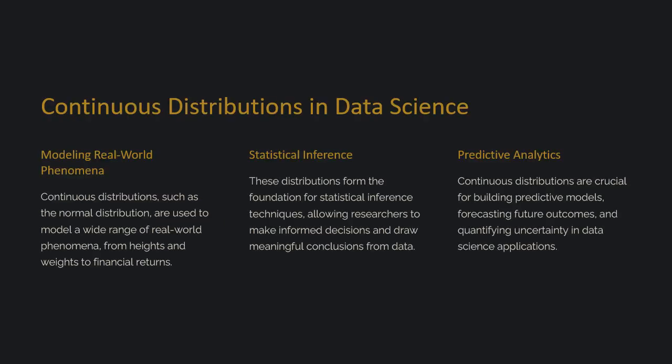Now let us see continuous distributions in data science. Modeling real-world phenomena. Continuous distributions, such as the normal distribution, are used to model a wide range of real-world phenomena, from heights and weights to financial returns. Statistical inference. These distributions form the foundation for statistical inference techniques, allowing researchers to make informed decisions and draw meaningful conclusions from data. Predictive analytics. Continuous distributions are crucial for building predictive models, forecasting future outcomes, and quantifying uncertainty in data science applications.